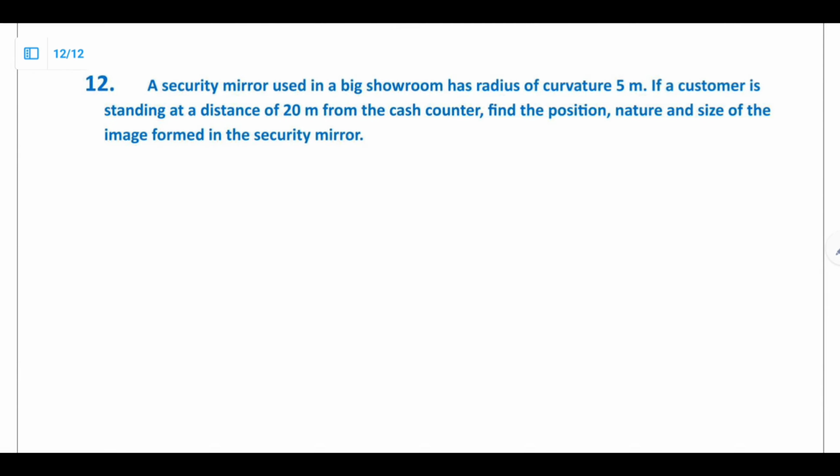The last question: a security mirror is used in a big showroom has radius of curvature 5 meters. If a customer is standing at a distance 20 meters from the cash counter, find the position, nature and size of the image formed in the security mirror. In this question, the security mirror must be at the cash counter only. Now tell me, what is the mirror which is used as a security mirror? It is a convex mirror.